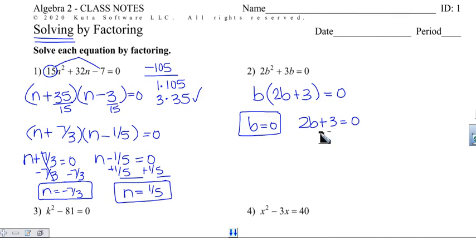So I'm going to start off by subtracting 3. That gives me 2b equals negative 3. Since 2 is multiplied times b, the opposite operation would be to divide. b equals negative 3/2.